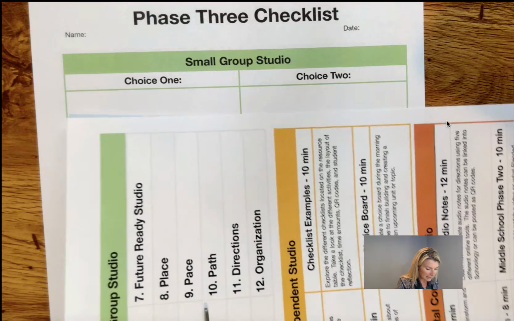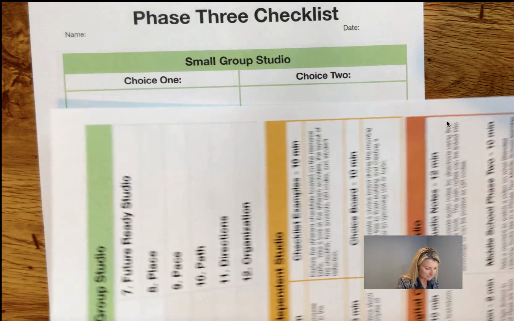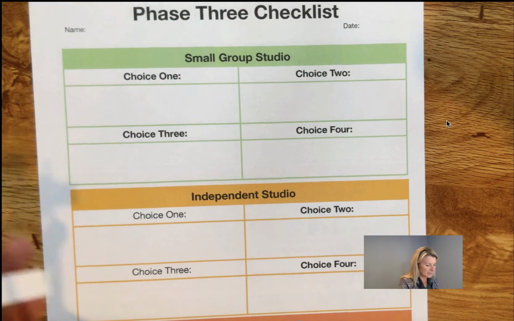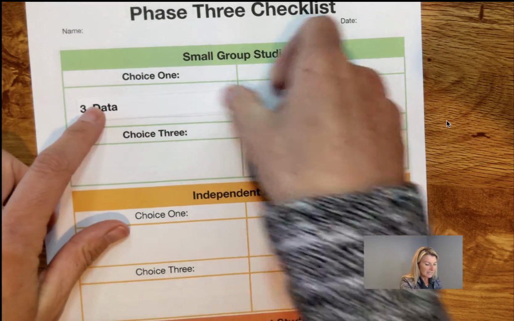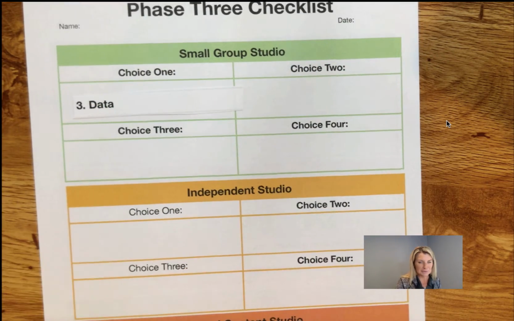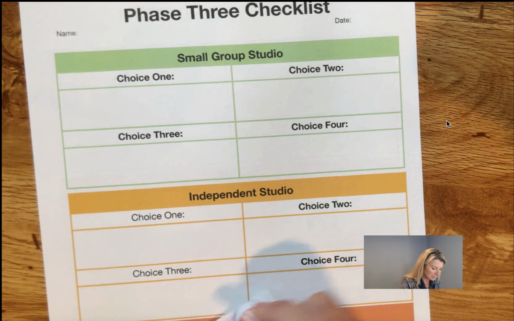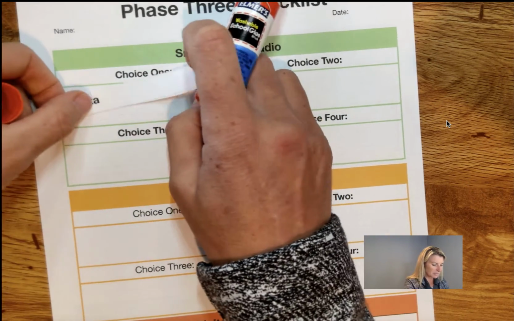So I'm going to cut it apart. I'm going to cut out data. And then I am going to glue it onto my checklist as my choice number 1. Now, could I write it? Absolutely. But this just gives the ability for students to be a little bit more engaged because now they get to actually cut, build, and create their own checklist. So I'm going to glue that in there.